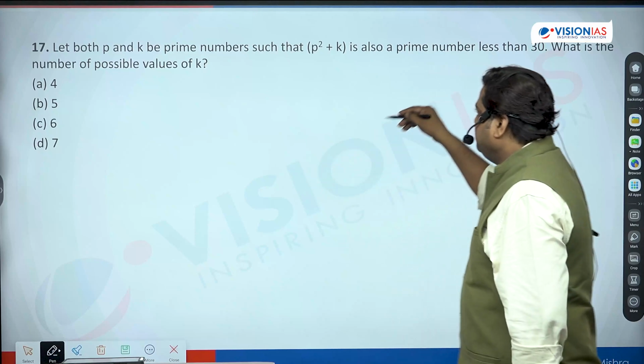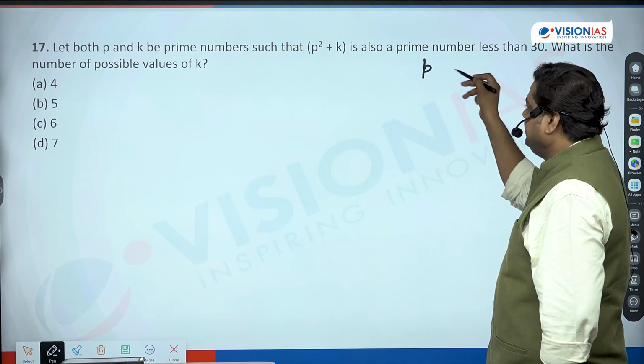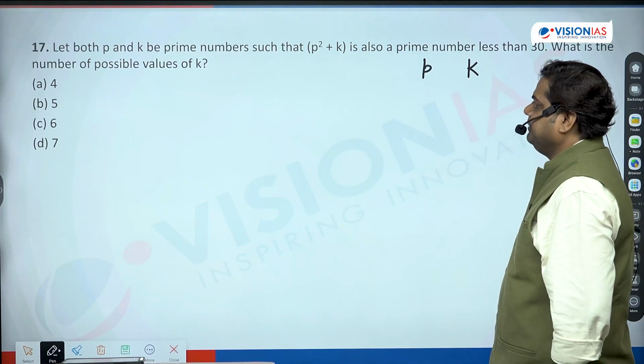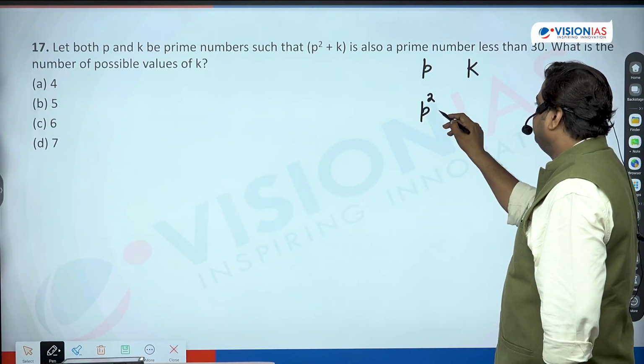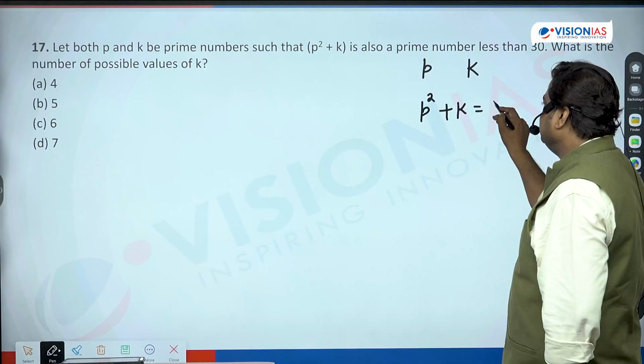Let both P and Q be prime numbers. Both P and K be prime numbers such that P square plus K is also a prime number.